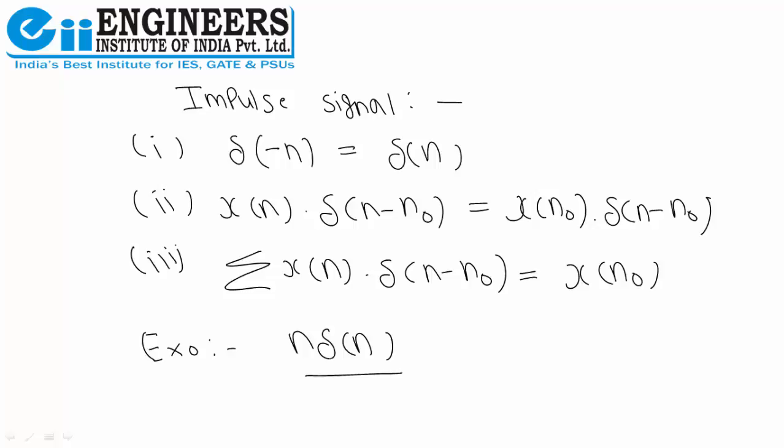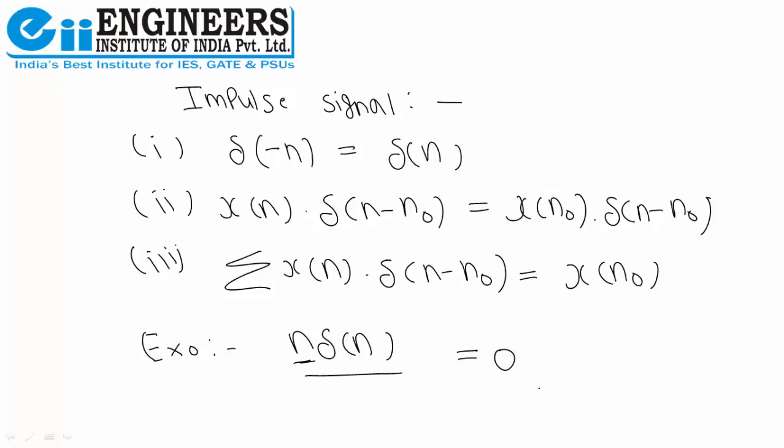Here the multiplication property will be applied. So what is the multiplication property? If x[n] is multiplied with delta[n], then the answer will be x[n0]. What is n0? n0 is the amount by which your delta[n] has been shifted. So x[n0] into delta[n minus n0]. Here delta[n] is shifted by 0, so you need to put 0 in x[n]. What is x[n] here? In this example, x[n] equals n. So the answer will again be 0.